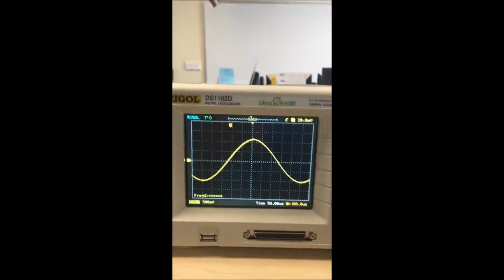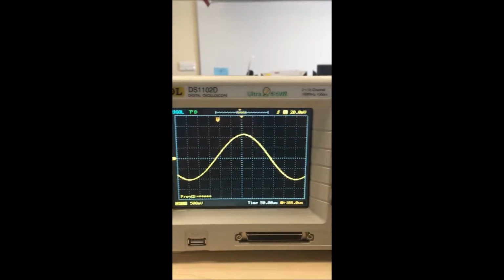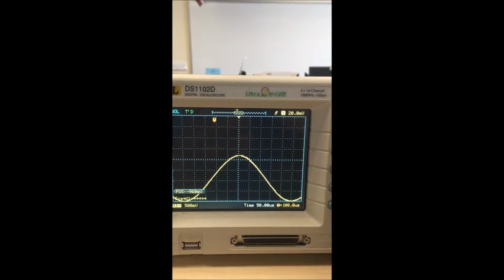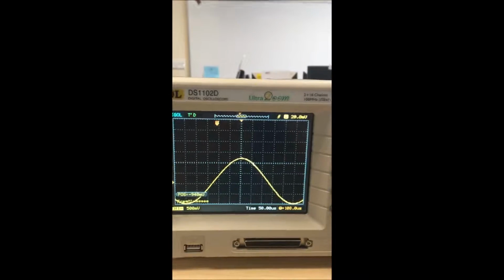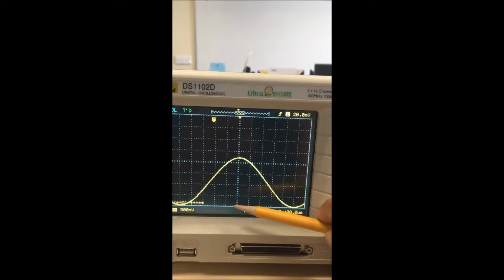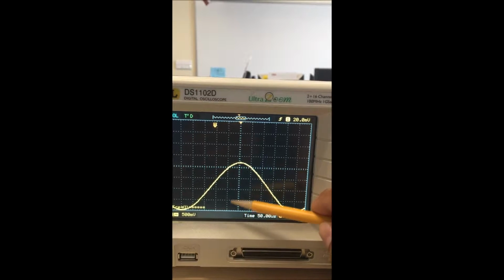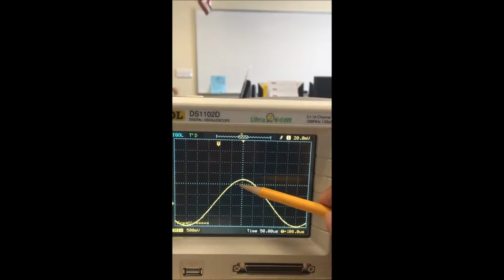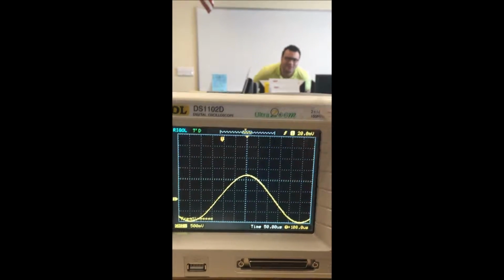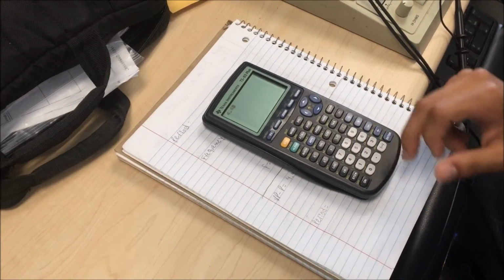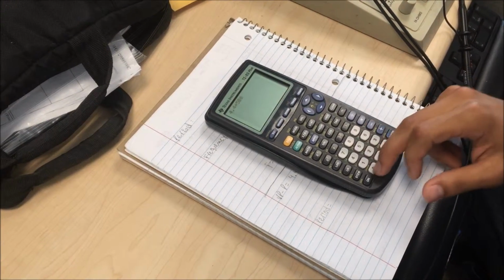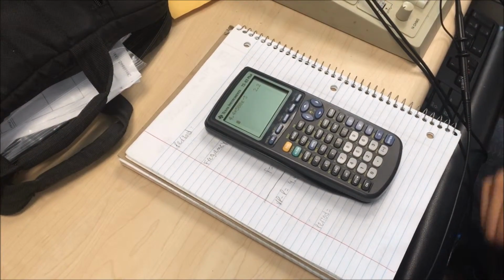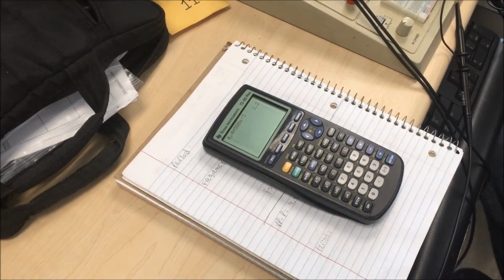To measure the voltage peak to peak across R2, I lower this to the bottom of the oscilloscope. Right there, I count the blocks from the bottom to the top of the wave. I got 1, 2, 3, 4, 4.4 times 500 millivolts, EE minus 3. We got 2.2 volts.